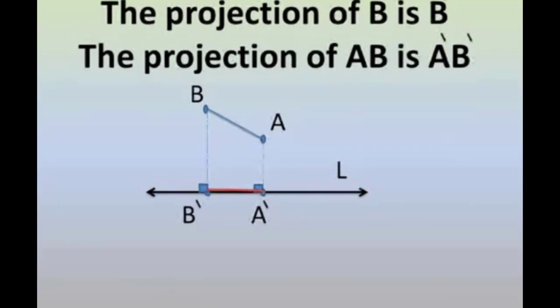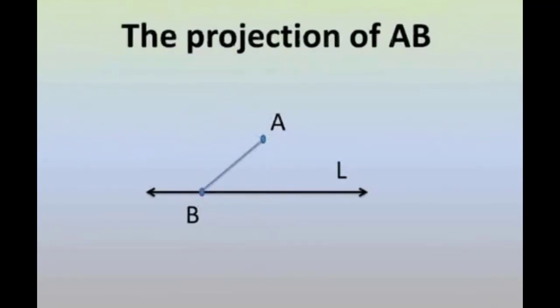It must be a perpendicular. So angle A dash is a right angle, and angle B dash is a right angle. This is the projection of a line segment.